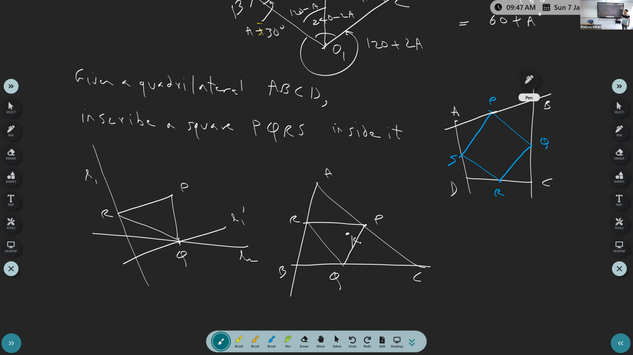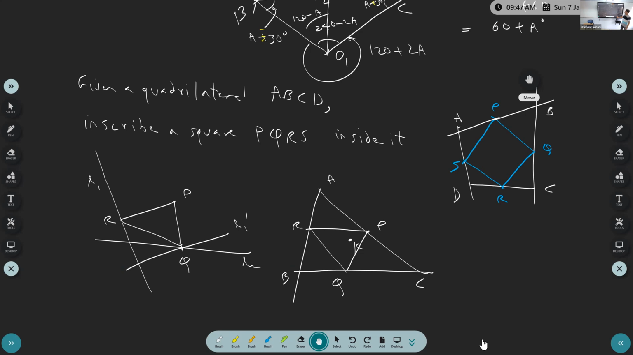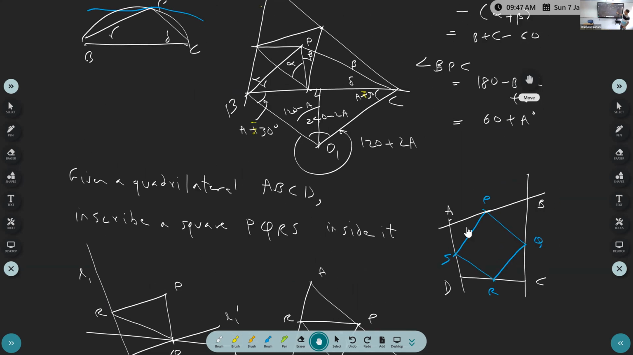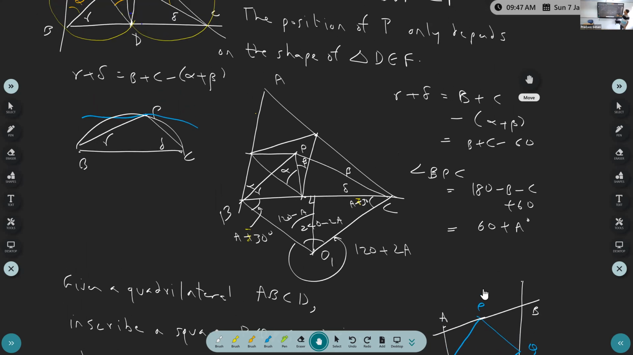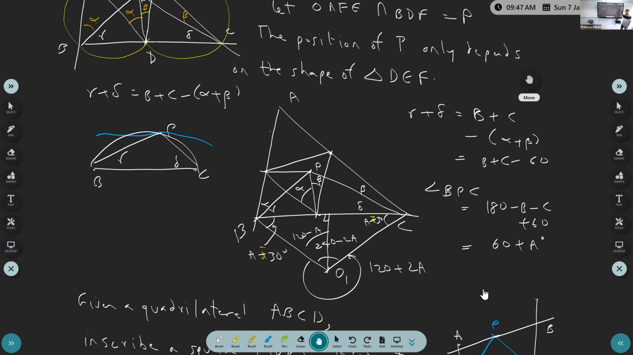And actually, one important thing which kind of got missed above, let me go back to the part above, because there is a very important property of the point P. When we say that the position of P only depends on the shape of triangle DEF, along with that, what I want to say is that the relative position of P inside DEF is also constant. Okay? What does that mean?